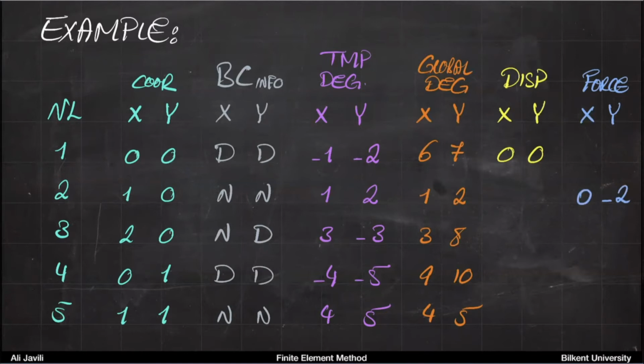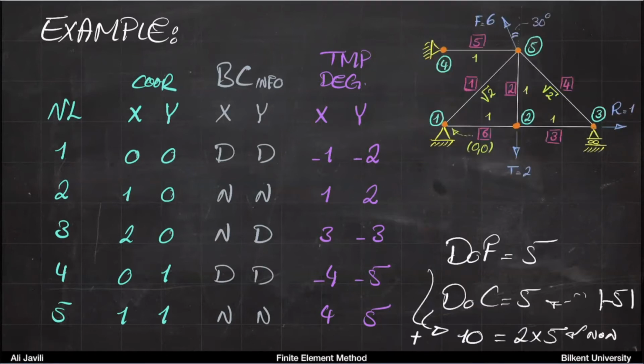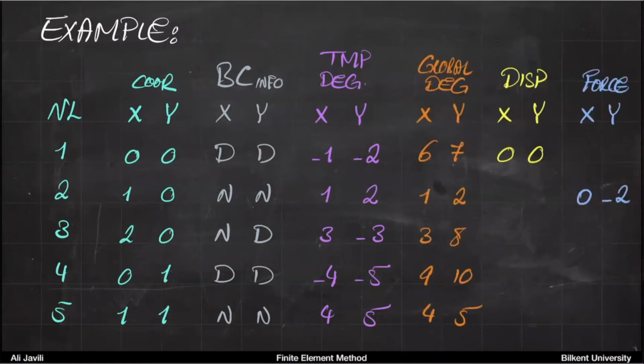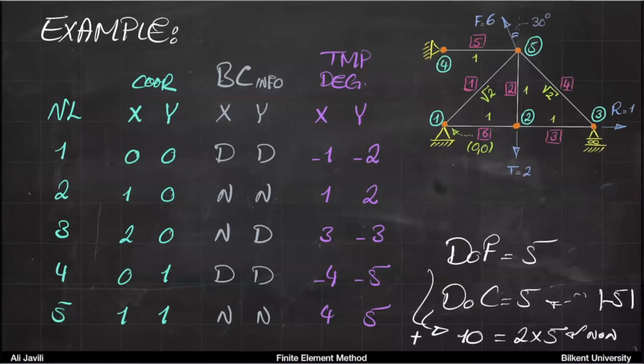Now your node 3, you have an x direction force, which is 1, and then in the y direction, the displacement is 0. So for node 3, the displacement is 0 here, but the force in the x direction was what? 1.